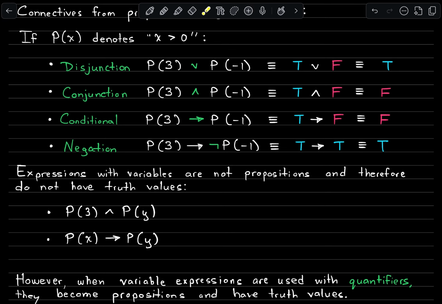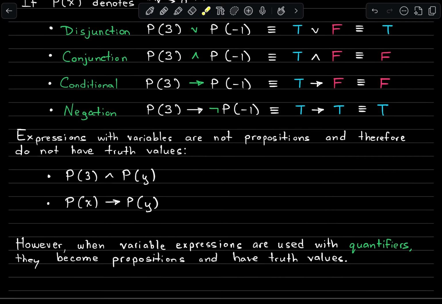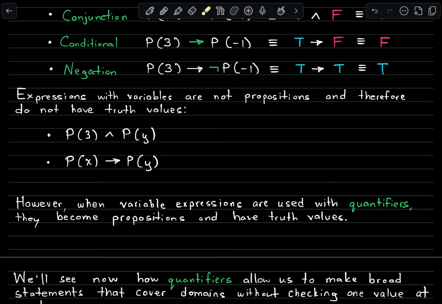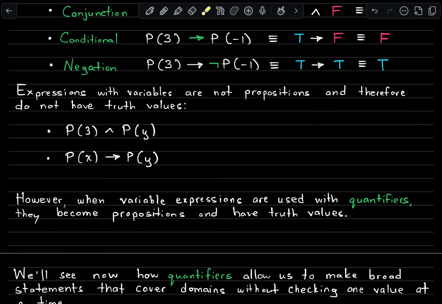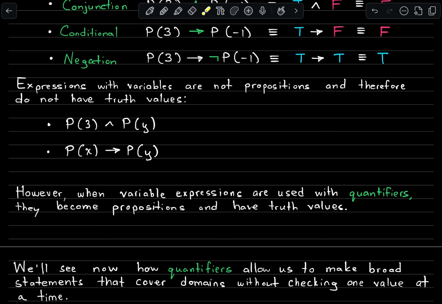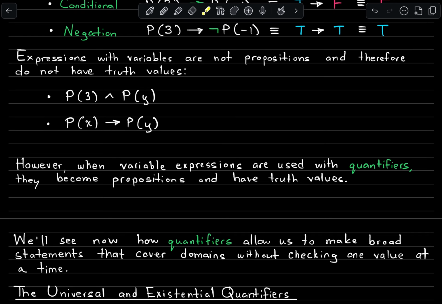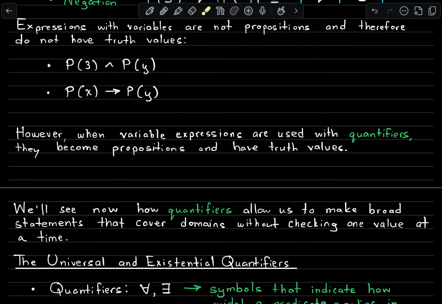However, when variable expressions are used with something called quantifiers, they become propositions and will have truth values. We're going to see in a second what these quantifiers are. Now we're going to see how they allow us to make broad statements that cover domains without us having to check one value at a time, just like we were doing here with the 3 and negative 1 and so on. We can now avoid that process with quantifiers. What we have is the universal and the existential quantifiers.